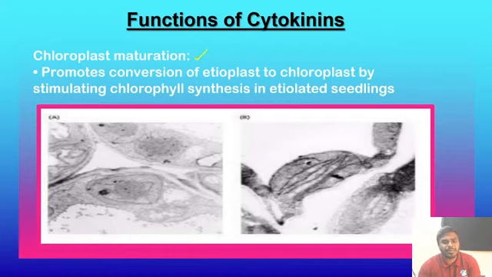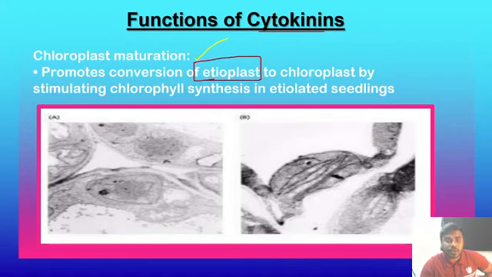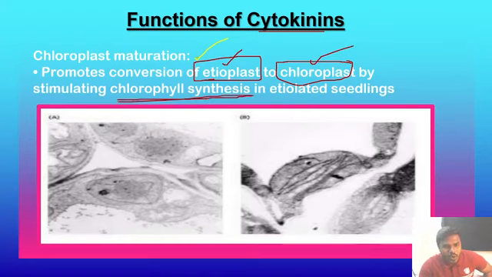What do you have to understand by this particular chloroplast maturation actually? Friends, please listen to me very carefully. Cytokinin will be helpful in the conversion of the etioplast to the chloroplast. Cytokinin plays a crucial role in the conversion of the etioplast to the chloroplast by stimulating the chlorophyll synthesis in the etiolated seedlings.